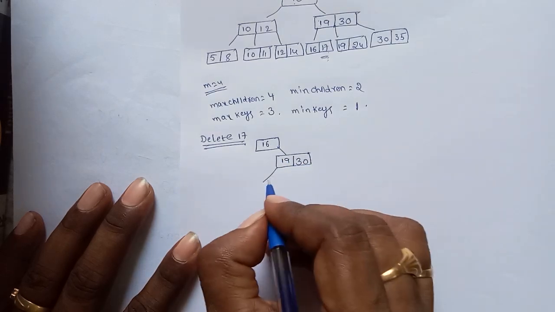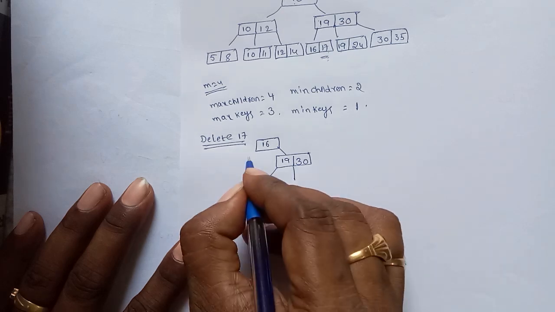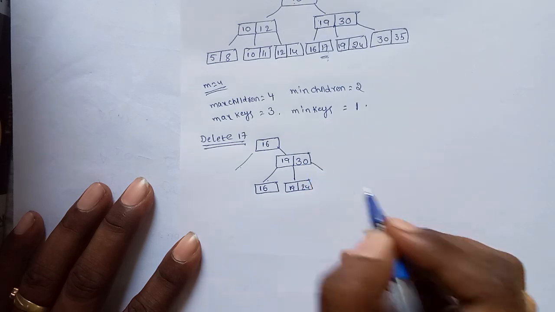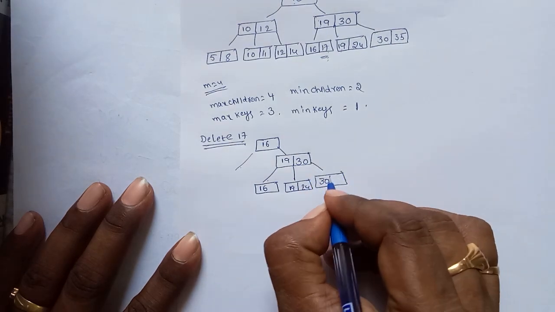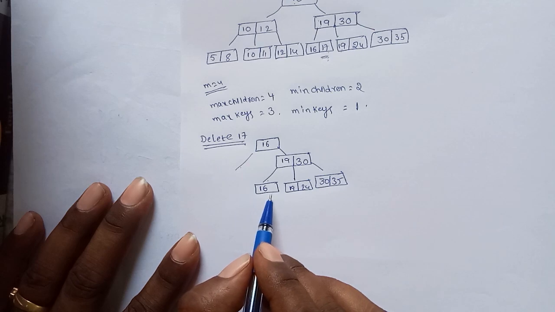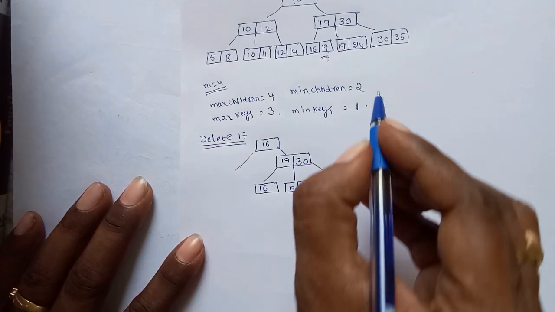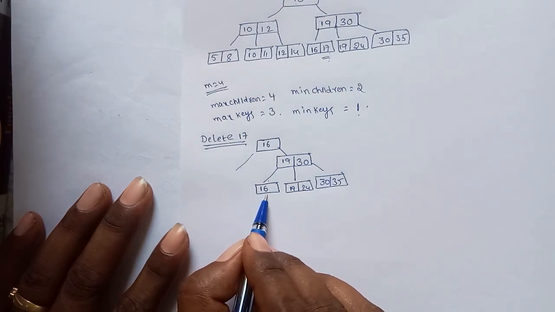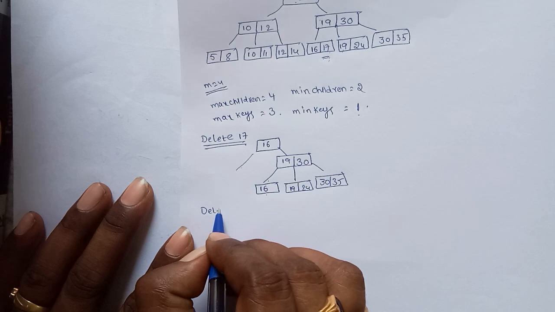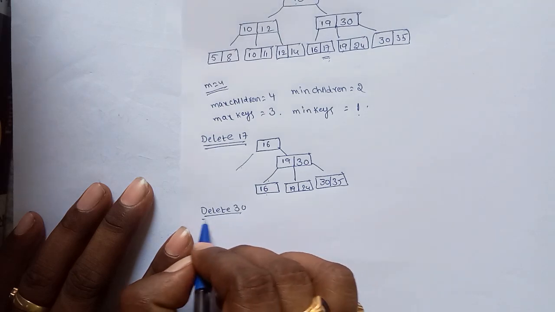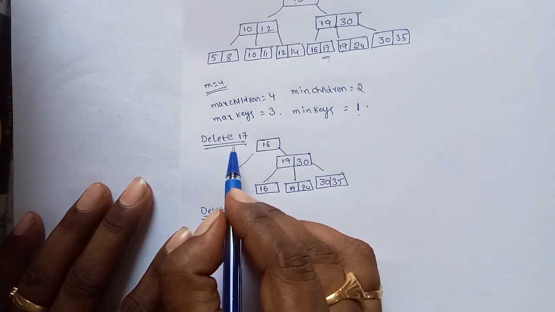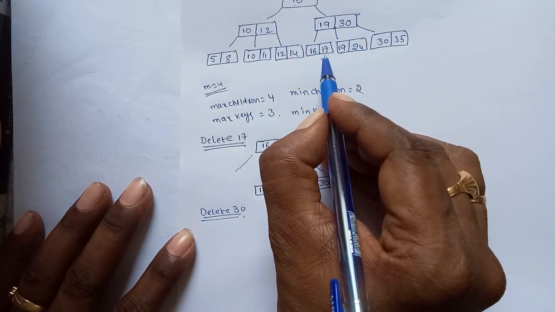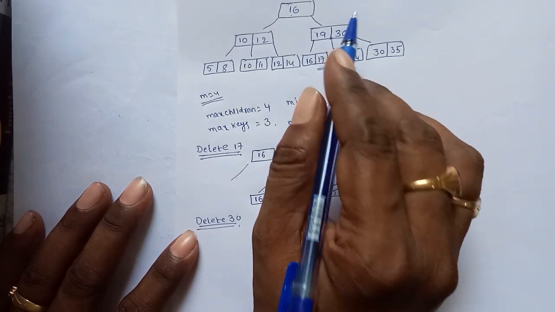After removing 17, the left side is as is, with 19 and 24, and the right side is 30, 35. Observe this one: after removing 17, it does not violate the properties because the minimum keys required are 1, and one key is present. Now delete 30. So the first case is that the deleted element is present only at the data level.